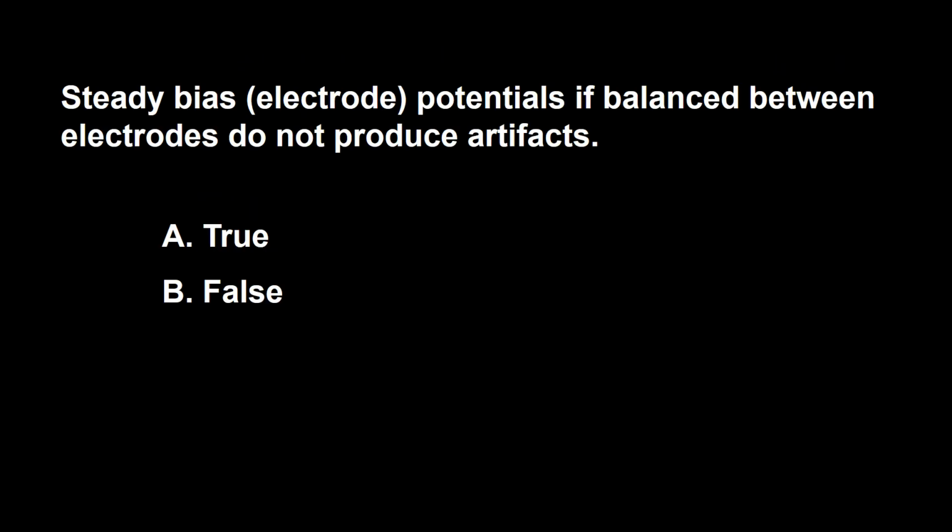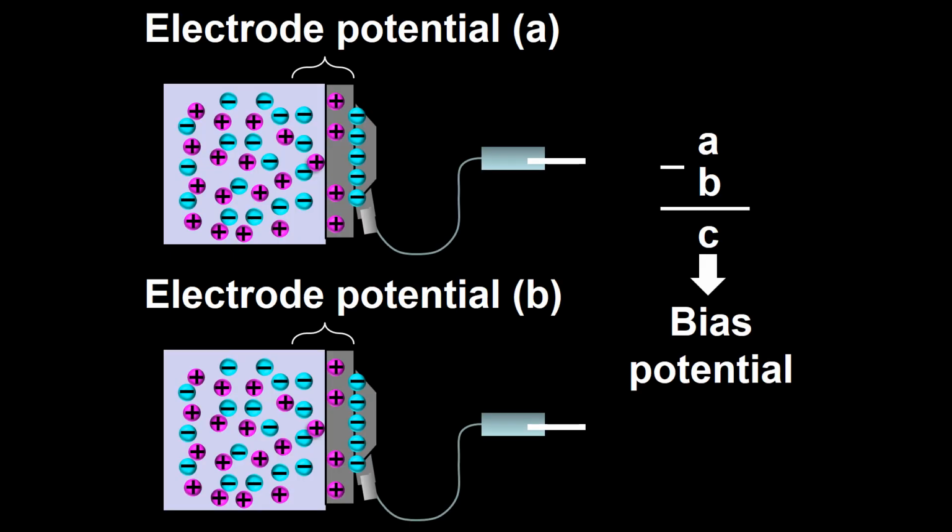Next question. Steady bias potentials, if balanced between electrodes, do not produce artifact. A, true. B, false. I like to address this question by going back to the figure I just showed you before. In this frame, I have represented bias potentials as a mathematical operation. Let's say that the electrode potential for A is 3 volts and the electrode potential for B is 3 volts. So the execution of this subtraction is 0.